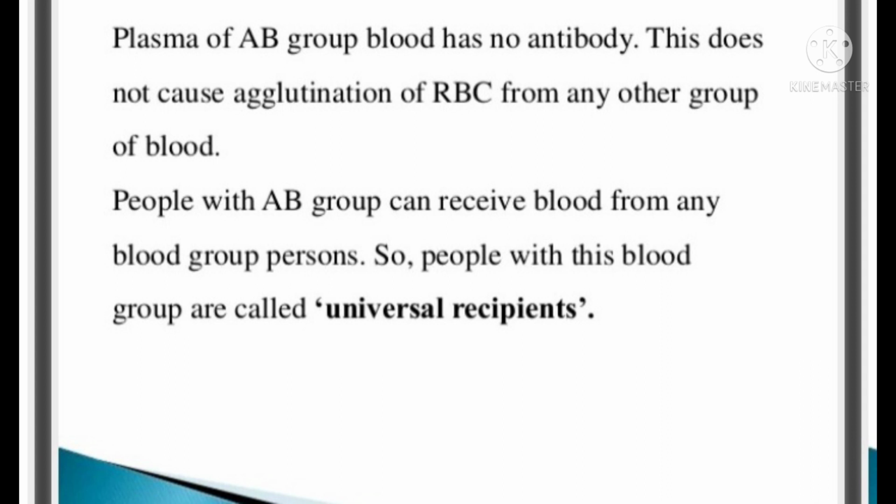Plasma of AB group blood has no antibody. This does not cause agglutination of RBC from any other group of blood. People with AB group can receive blood from any blood group persons. So, people with this blood group are called universal recipients.